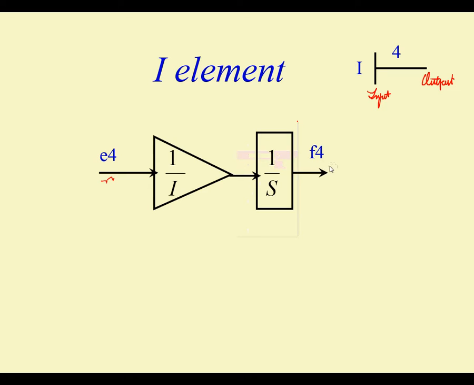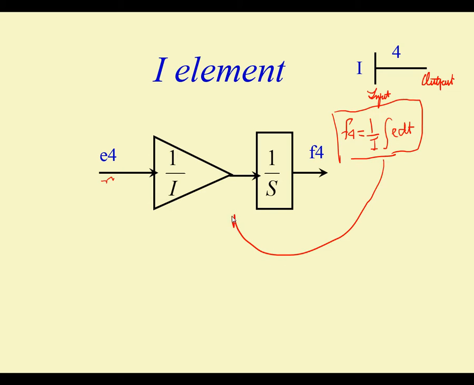All right. So you have 1 over I and the integral, and then see this is being written like this, that f sub 4 is 1 over I, the integral of e dt. This equation that you see written in this form is what is represented on this picture.